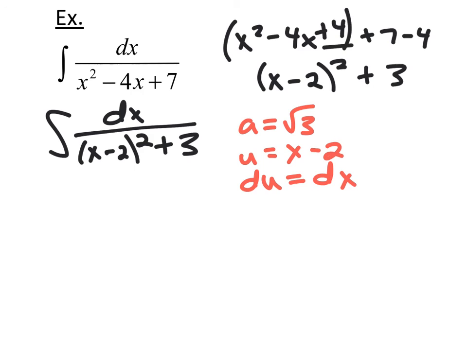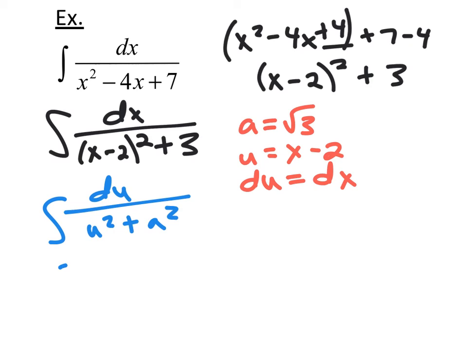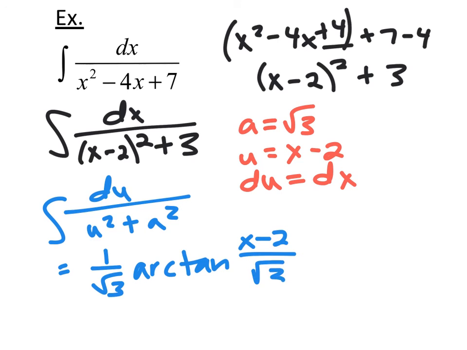And so if I rewrite this, I now have the integral of du over u squared plus a squared, which goes back to 1 over a, so 1 over root 3, arctan of u over a, so x minus 2 over root 3, plus c. And that's my antiderivative. So hopefully that helps you out in understanding how to integrate inverse trig functions.